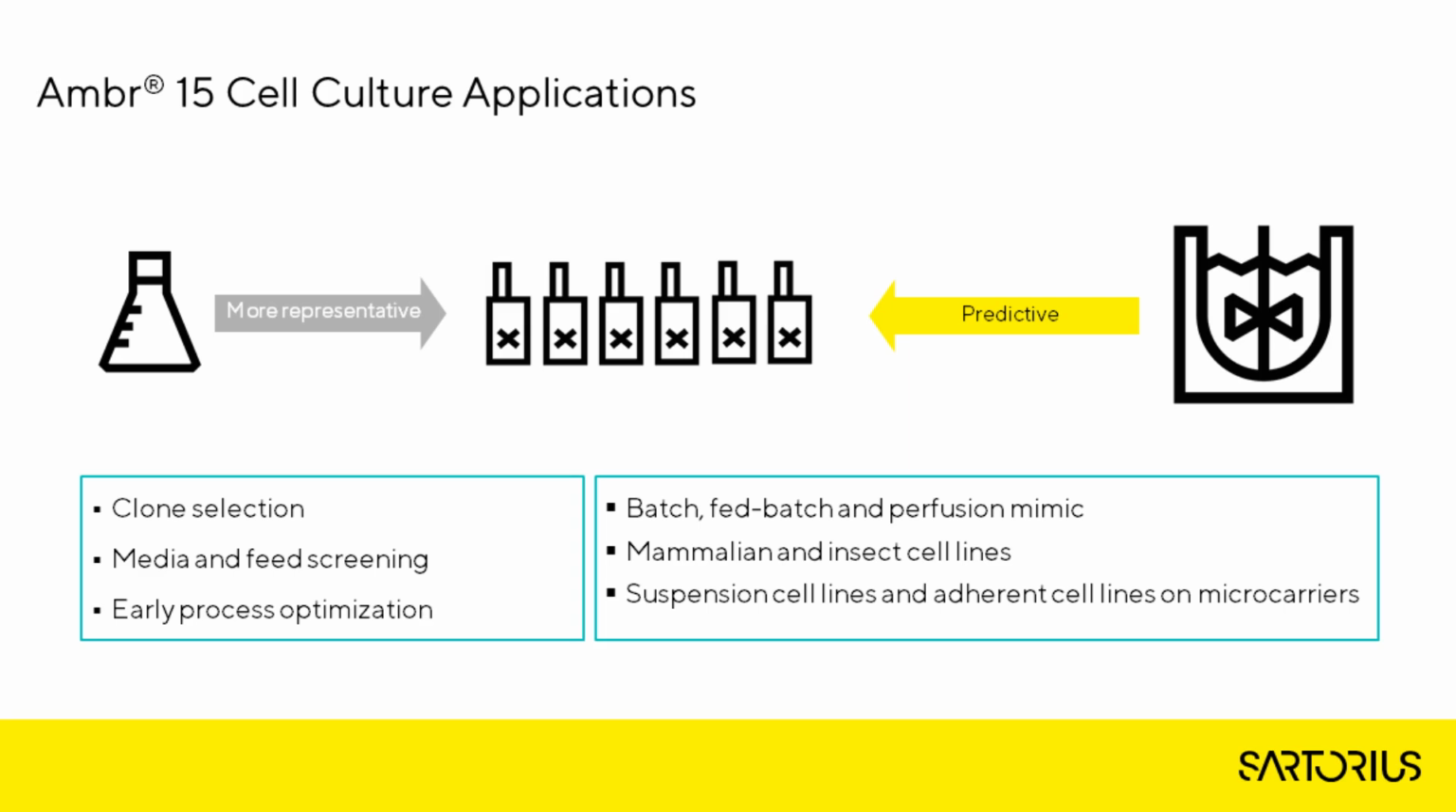Compared to cultivation approaches like shake flasks, the EMBER 15 is more representative of complex systems like bioreactors due to the capability of easy process control like DO and pH and stirring. It may also be used to predict process parameters and behavior in large scales like benchtop format. Applications of the EMBER 15 could be clone selection, for instance in a CLD process, media and feed screening in media development, and early process optimization.